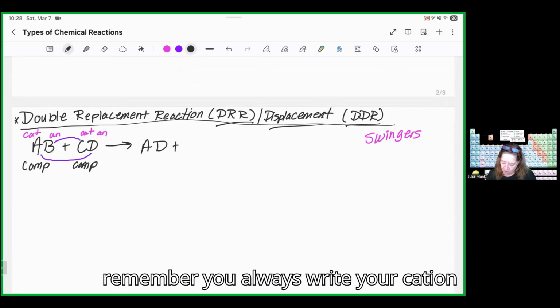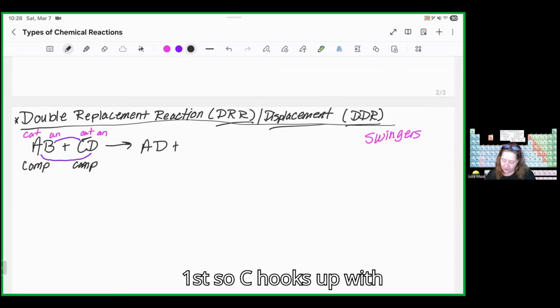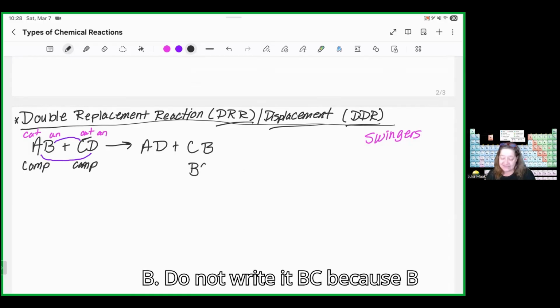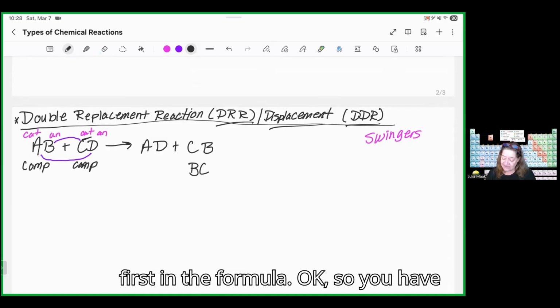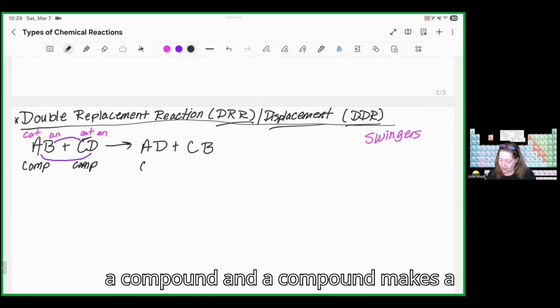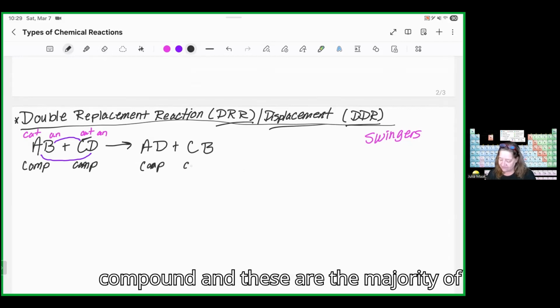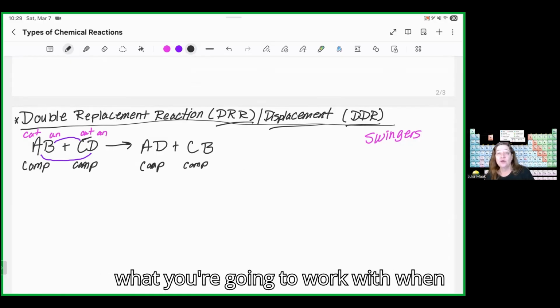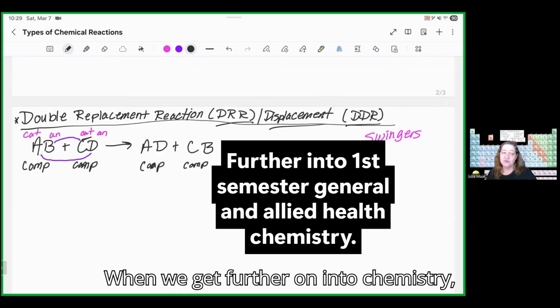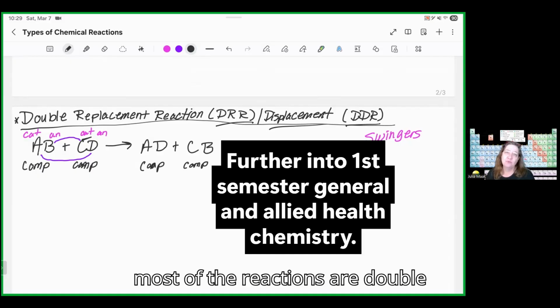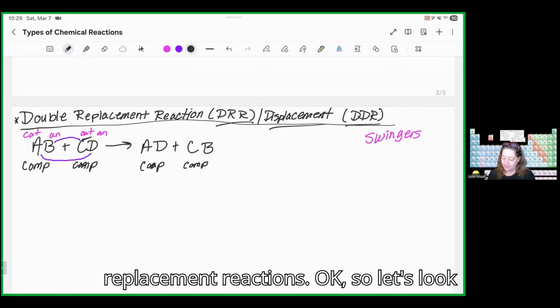Now remember, you always write your cation first. So C hooks up with B. Do not write it BC because B is an anion. Cations always get written first in the formula. Okay, so you have a compound and a compound makes a different compound and a different compound. And these are the majority of what you're going to work with when you're working with types of reactions when we get further on into chemistry. Most of the reactions are double replacement reactions, okay?